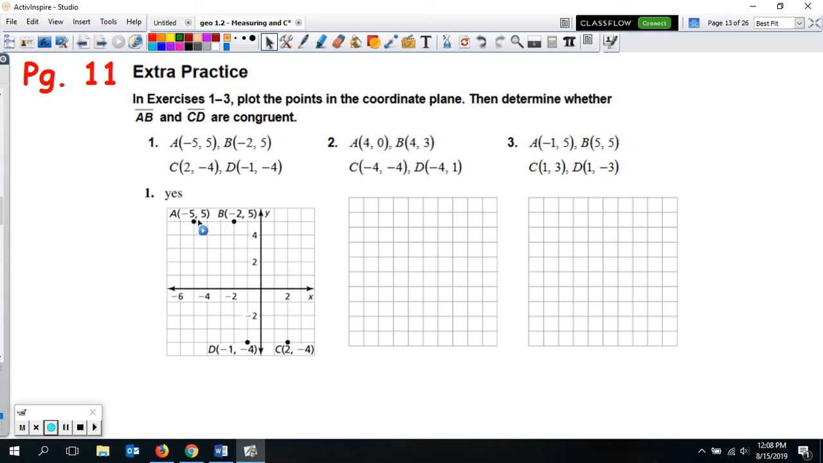just so you can see the segments here. And you can see, well, this one is 1, 2, 3. That's the length of this. AB is 3. This one here is 1, 2, 3. So the length there is 3. So yes, they are congruent.